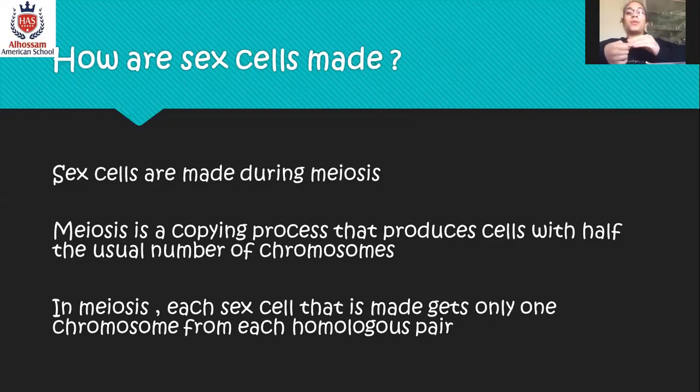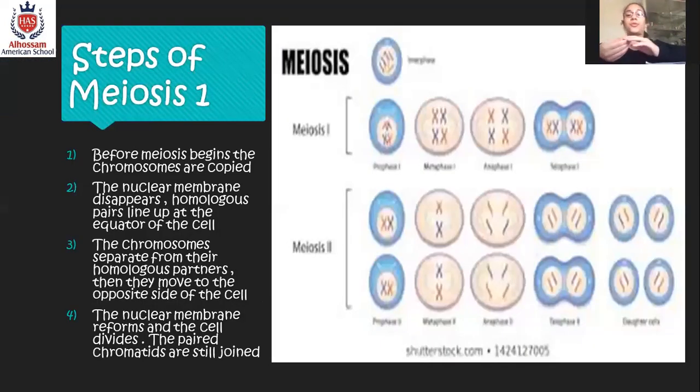So what is meiosis? Meiosis is a copying process that produces cells with half the usual number of chromosomes, which is 23 chromosomes instead of 46. Because when the egg and the sperm fuse, the chromosomes are added and they form the normal number, which is 46 chromosomes. And that's why sex cells have half the number of chromosomes.